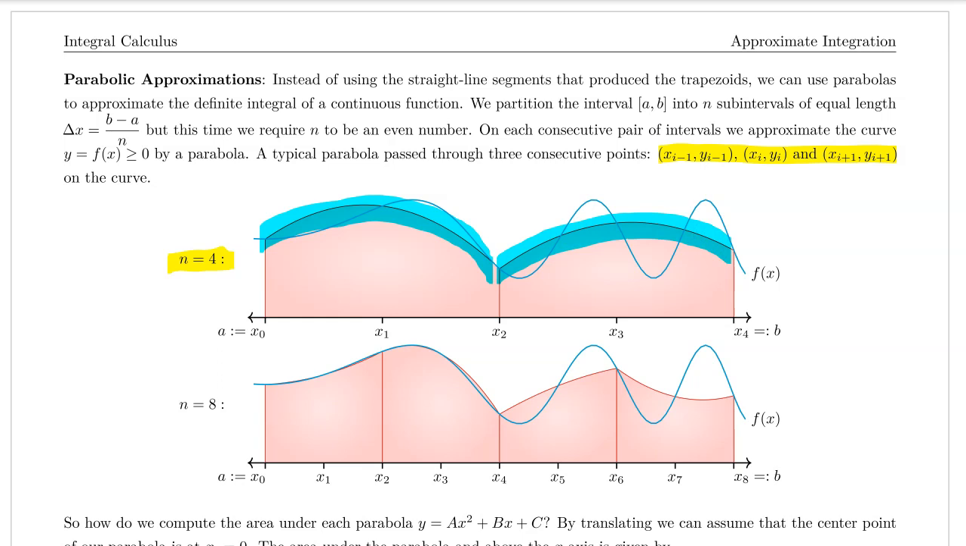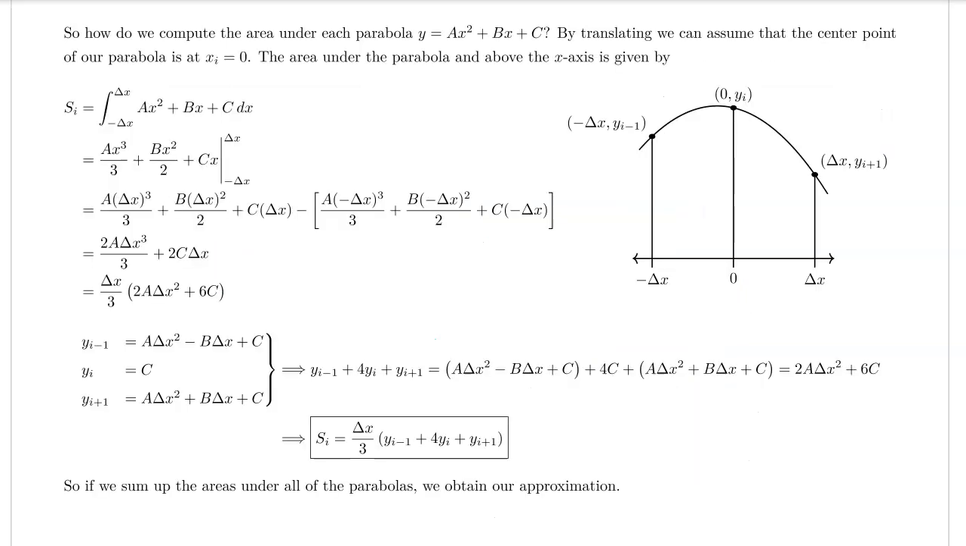And notice that that's not that great of an approximation, but as we increase the number of parabolas, it gets better. So here with n equaling 8, we have 1 parabola, 2 parabolas, 3, and then 4 parabolas. So it's getting a little bit closer to what we want in terms of the area underneath our curve. So how do we compute the area under each parabola y equals ax squared plus bx plus c?